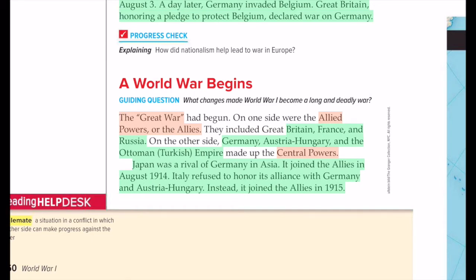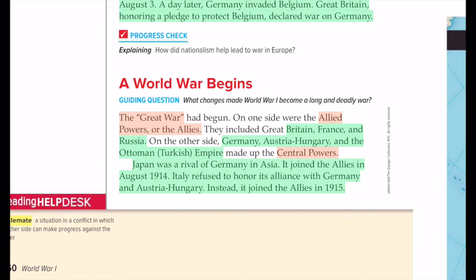Japan also gets involved, even though they are not directly in that region, right? Remember, they are having all these competitions for power and colonies, and they are seeing the Germans as their rival. And so they get involved on the other side, the Allies, hoping to get rid of their rival.